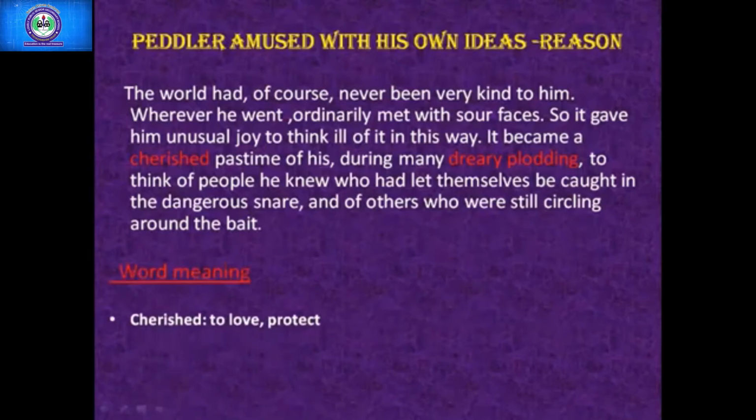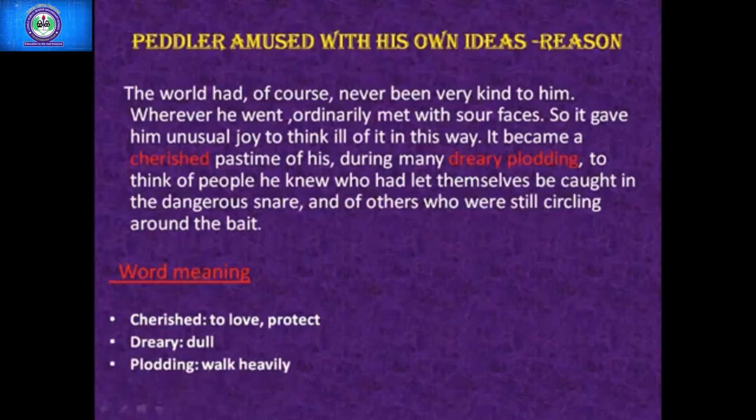Cherished means to love, protect. He loved to think that he was not the only greedy one who is running after money, but all are greedy. Every human being is greedy. So he enjoyed thinking this way during his many dreary plodding. Dreary means very dull, and plodding is to walk with heavy steps. So during his many dreary plodding to think of people he knew who had let themselves be caught in the dangerous snare and of others who were still circling around the bait. Snare means trap. That is how people were caught in the dangerous trap.